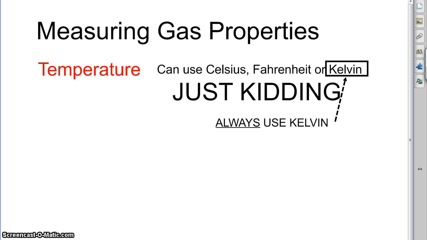As it turns out, you always, always, always use this one. You use Kelvin. You always use Kelvin whenever you're doing any kind of chemistry problem, particularly involving gases. So let's just forget that those others exist and always use Kelvin.